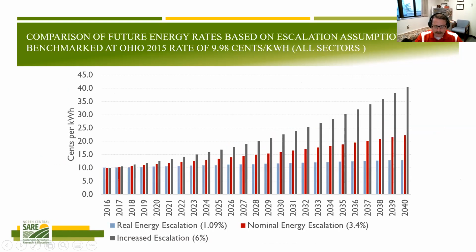But here's an example of that, where we have an escalation rate, and we'll look at the red and the dark gray on this one, where we have a nominal escalation rate of 3.4%. You can see the price of electricity increases over time. If we started today in 2021, we start at maybe 11 cents. By the time we're done with the project, the price of electricity may be as high as 16, 17 cents a kilowatt hour.